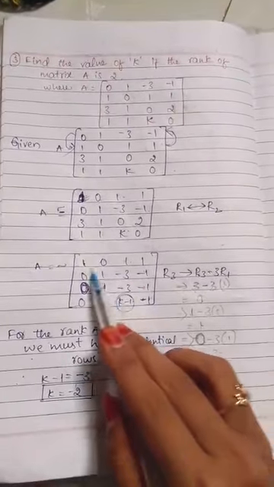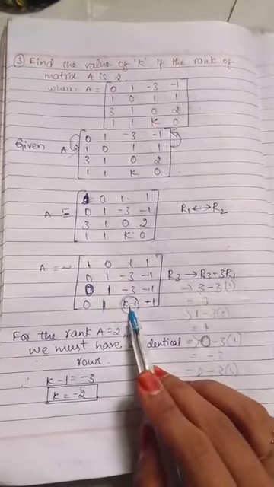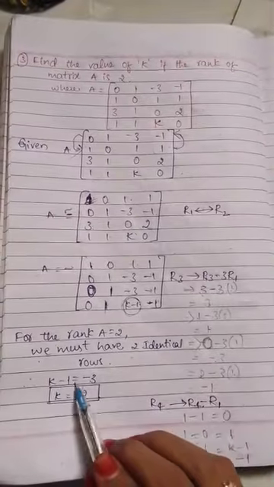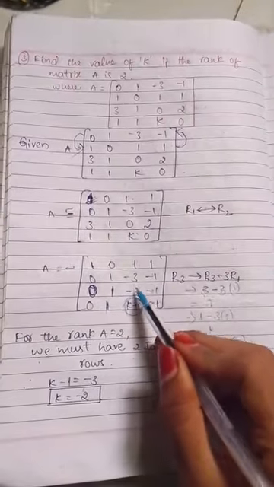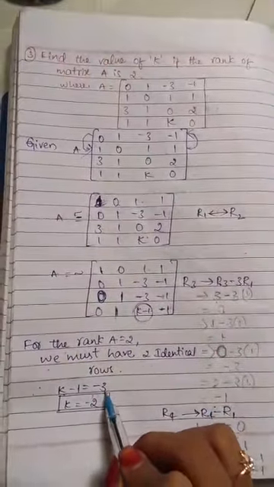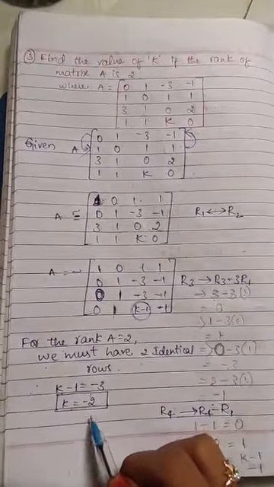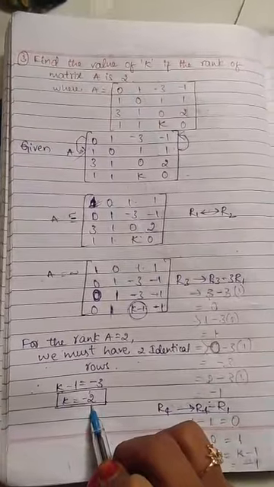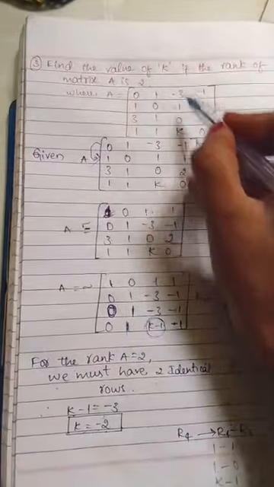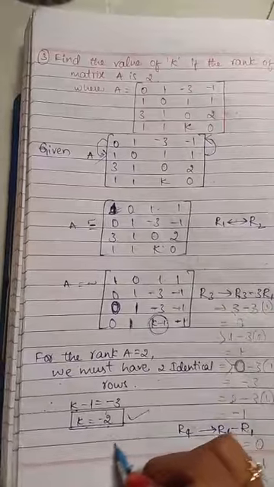Here I can see 3 identical rows. Then I can easily find out that k minus 1 is equal to minus 3, because these should be the same, no? K minus 1 is equal to minus 3, k is equal to minus 2. Then I have found the k value. K is minus 2.